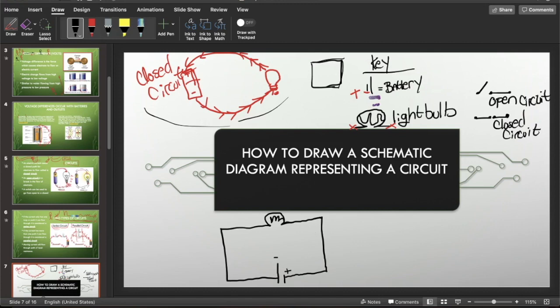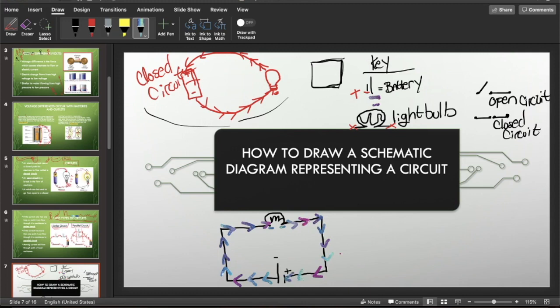And then in order to show the direction that the current is flowing, you will just add little guidelines. So we'll see that those electrons are flowing from the negative end to the light bulb and then out from the light bulb to the positive side.